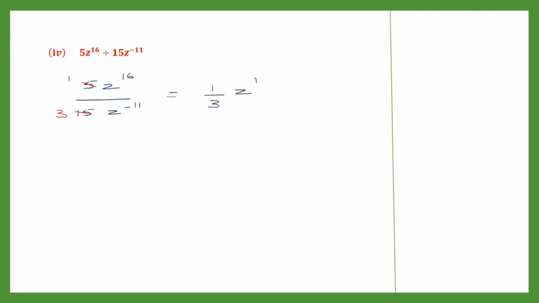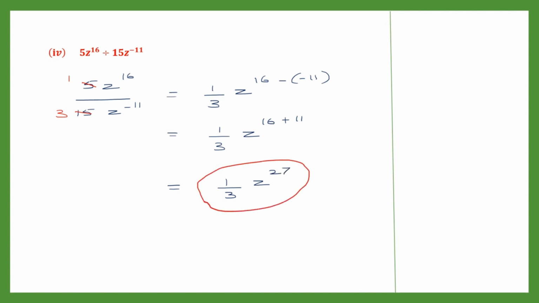Z raised to the power of 16 minus 11 because it's division. So this is 1 by 3 z to the power of 16 plus 11 because before the bracket you have a minus sign. Then 1 by 3 z to the power of 16 plus 11 is 27. So now we have 1 by 3 z raised to the power of 27 as our answer.